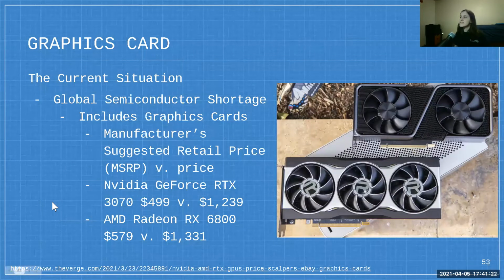All right, and for graphics cards, because we're going to talk about graphics cards versus integrated graphics, the current situation is that there is a global semiconductor shortage. And this affects graphics cards as well, and you can see the effects in the price points and the availability here.